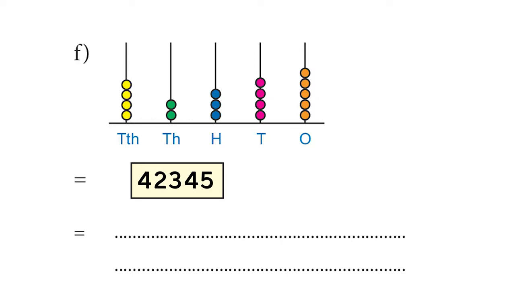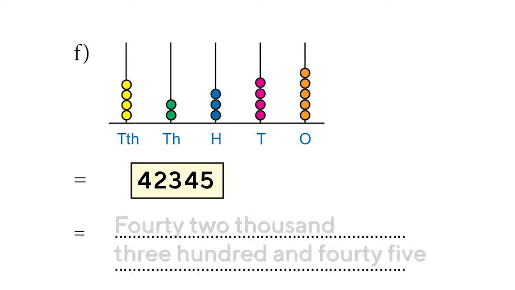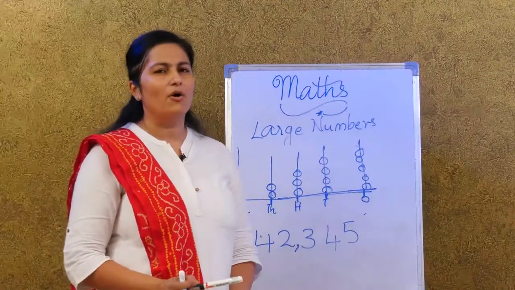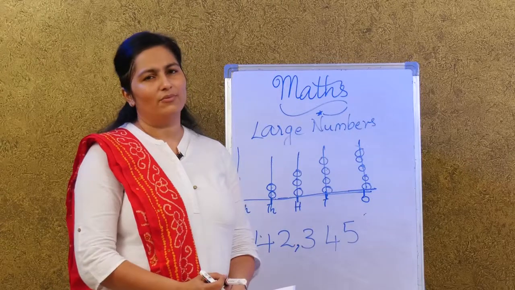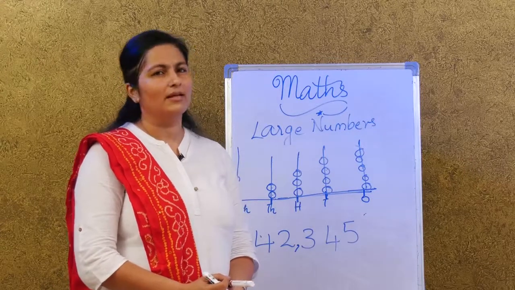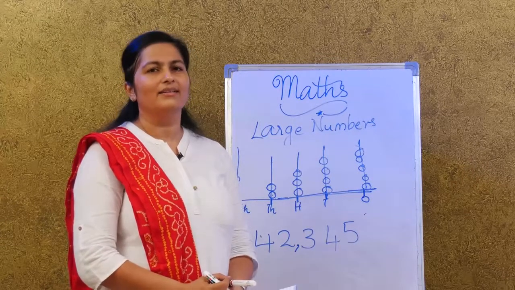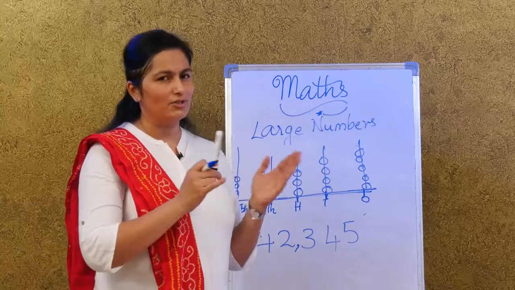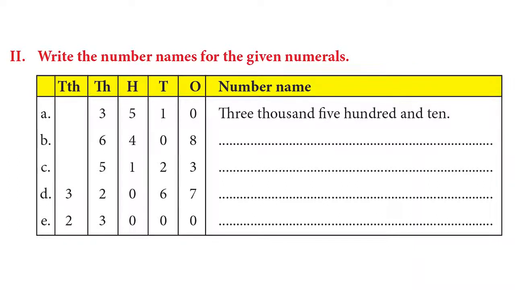How do we write 5 digit numbers? 42,345. Got it? Okay. So, go ahead and finish the exercise in page number 15. And always keep a small notebook with you where you can scribble all the sums and the work, and then you can write the correct answer once you get it into the textbook.